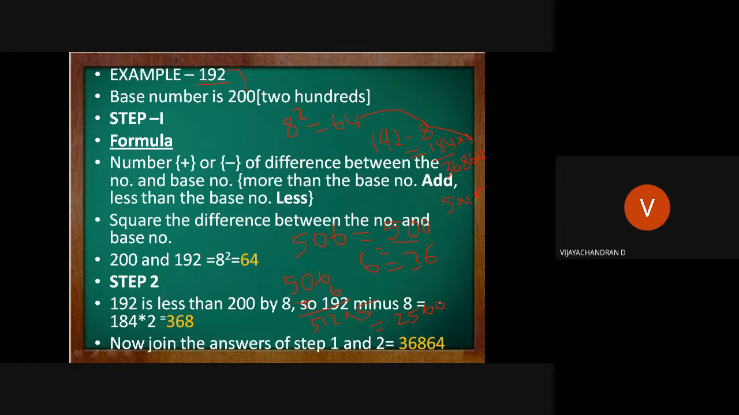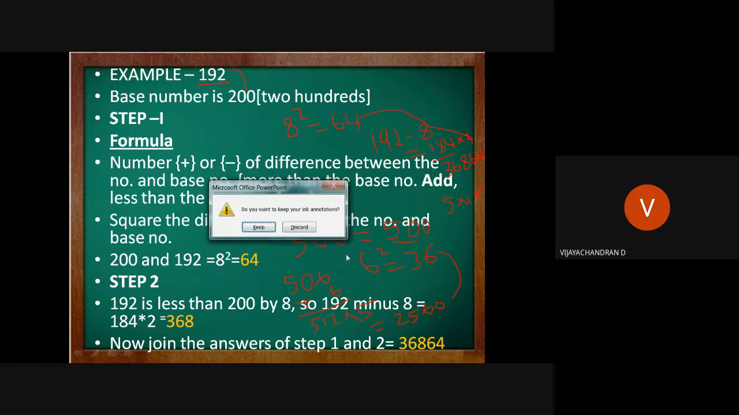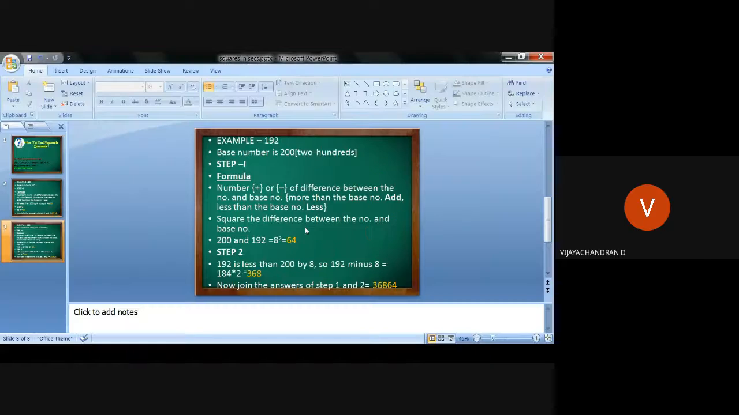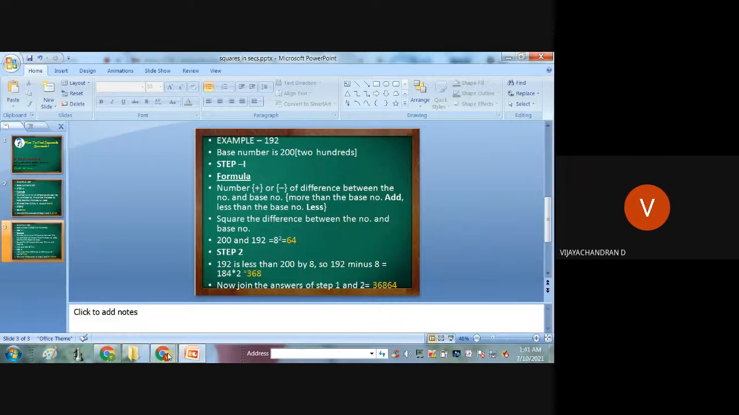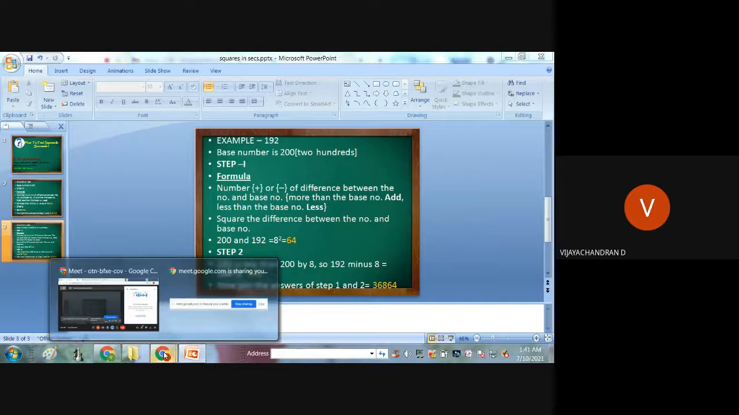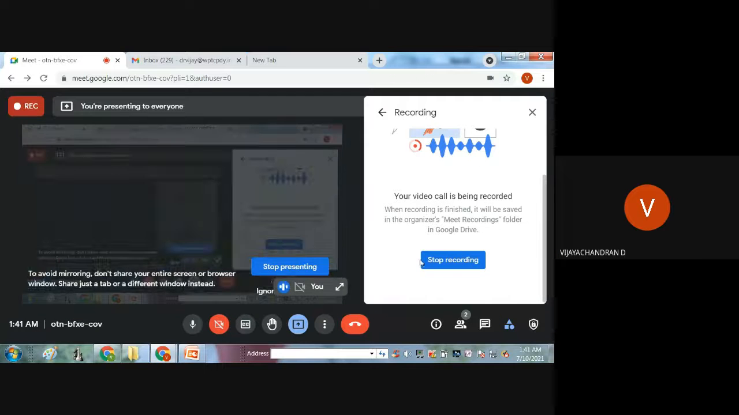Now I'm joining the first step with the second step, as we did in the previous examples. So what is the answer for 506 square? The answer is 256036. So in this way, you can find the square of any number. Hope these examples will help you in your competitive examinations.